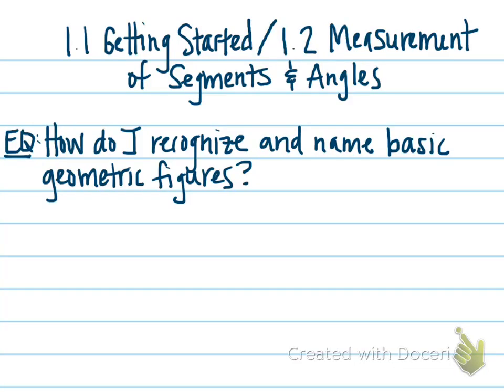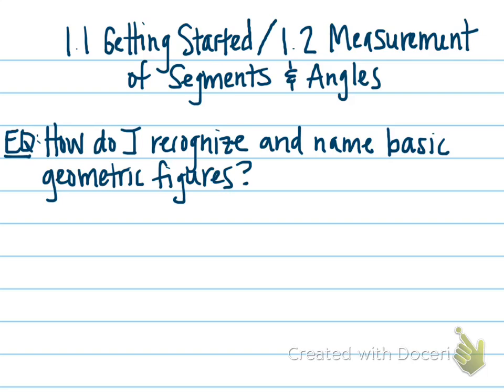Hi, so today we're going to take some notes on the first two sections of our gradebook. 1.1, Getting Started, and 1.2, Measurement of Segments and Angles. So on your next right page in your notebook, you're going to want to title your notes. It's a good idea also to put the date somewhere on the page.